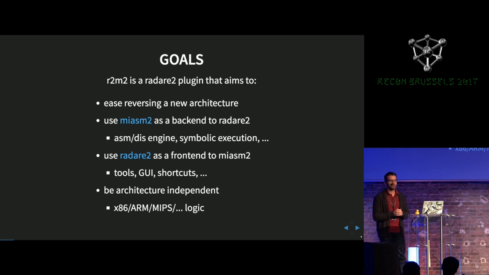So the goal of r2m2 is to ease reversing a new architecture by using MiaSM as an assembly or disassembly engine, and also using the symbolic execution feature of MiaSM. And the goal of this tool is also to bring r2 features to MiaSM, for example, the graphical interface, shortcuts and tools, and so on. And because I'm not a reverse engineer, I want to keep all of the smart parts, the assembly logic, in MiaSM.